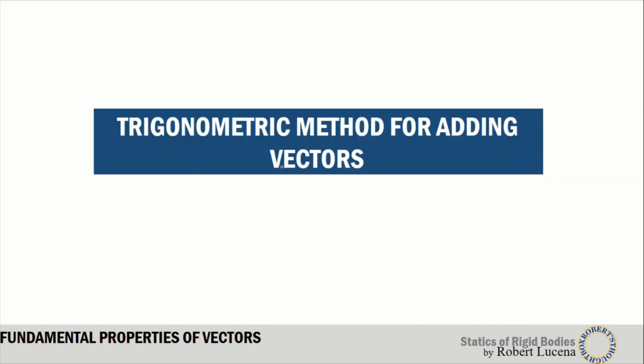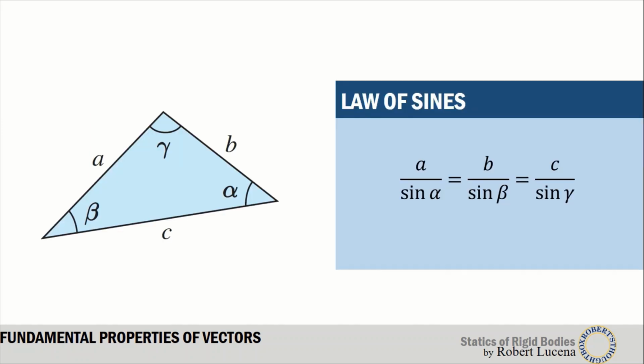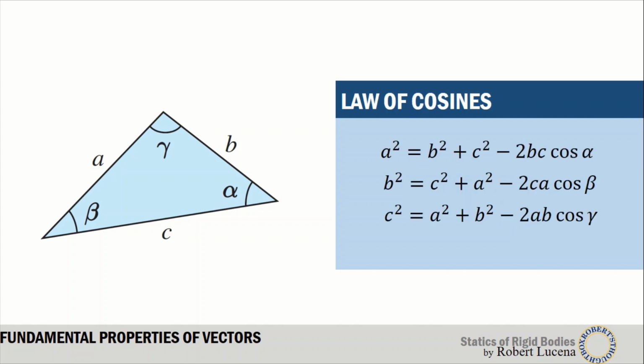So, trigonometric methods for adding vectors. We can use the law of sines from trigonometry, wherein A over sine alpha equals B over sine beta equals C over sine lambda. And also, for the law of cosines, we have here.